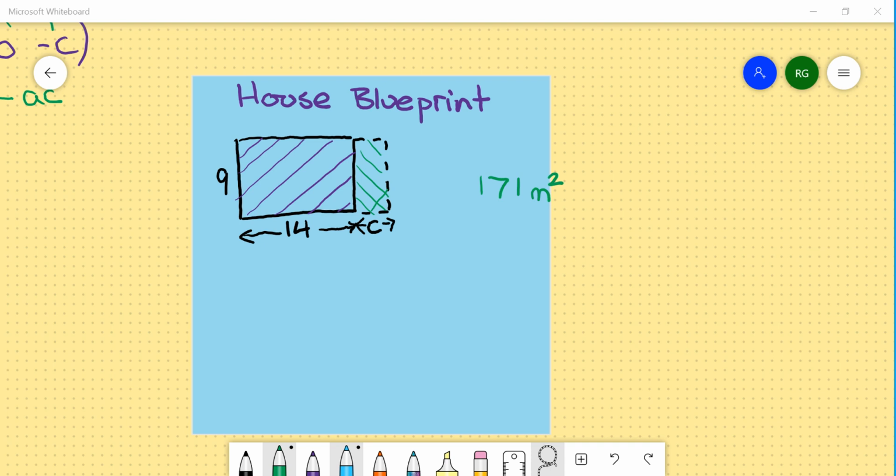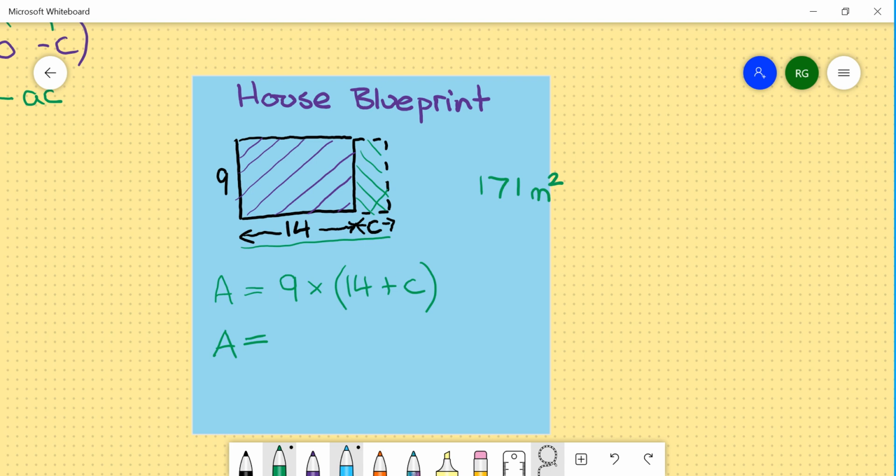So firstly, we need to create an expression for the area of this house. So the area, A for area, is going to be equal to, as we can remember from doing area and volume, the area of a rectangle is the length multiplied by the width. So in this case, we'll call it 9 multiplied by the length here. And the length is this section. It is going to be 14 plus C. And C is the length of the deck, that we don't know how long we're going to make it.